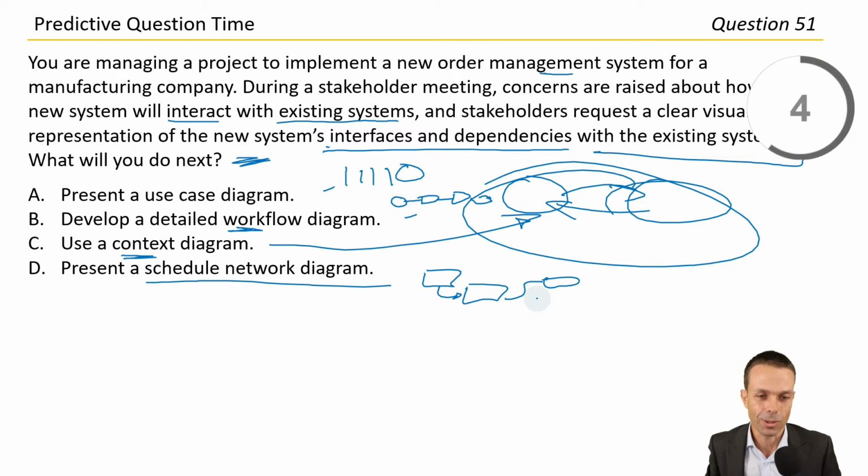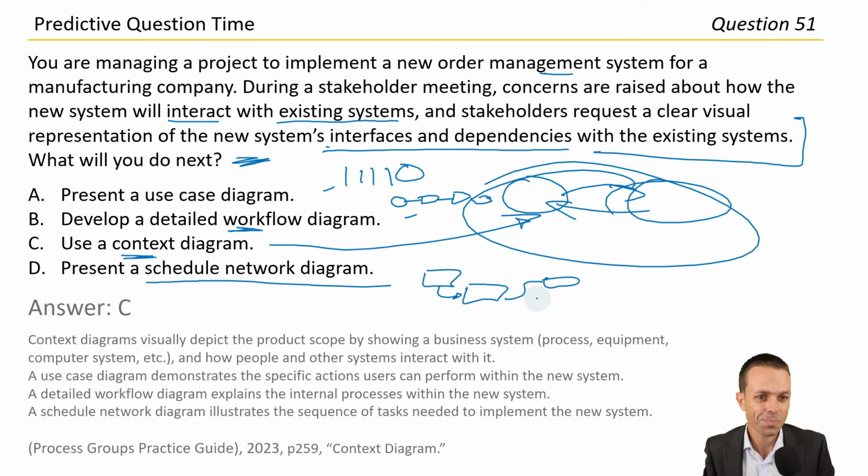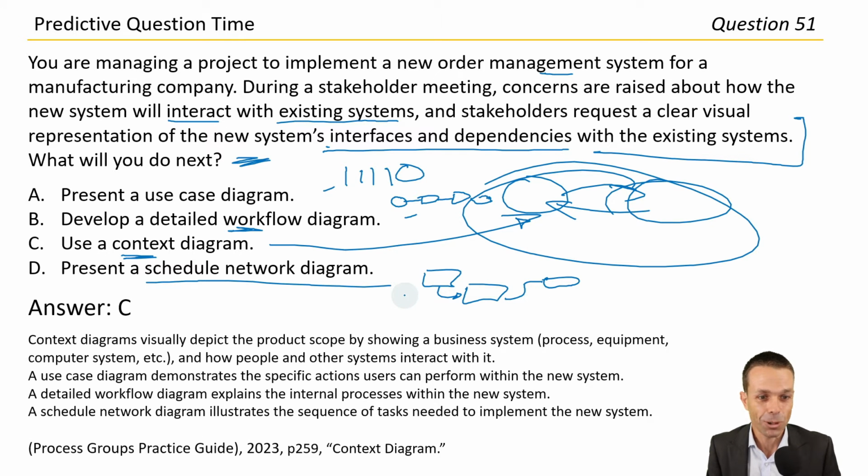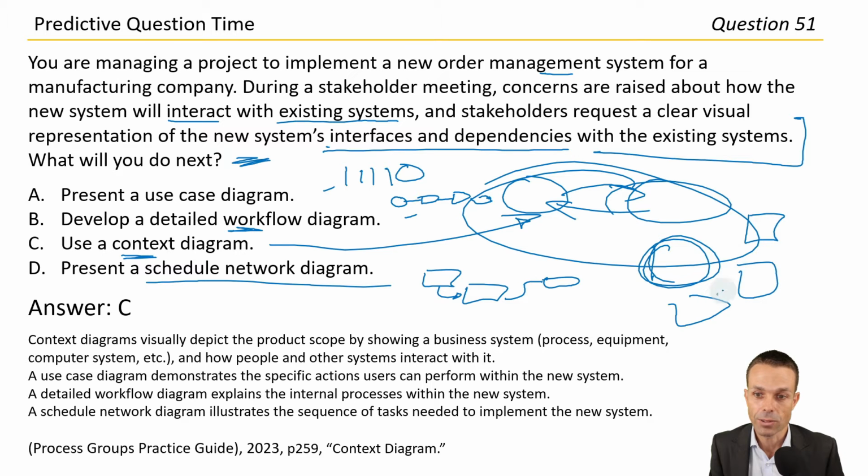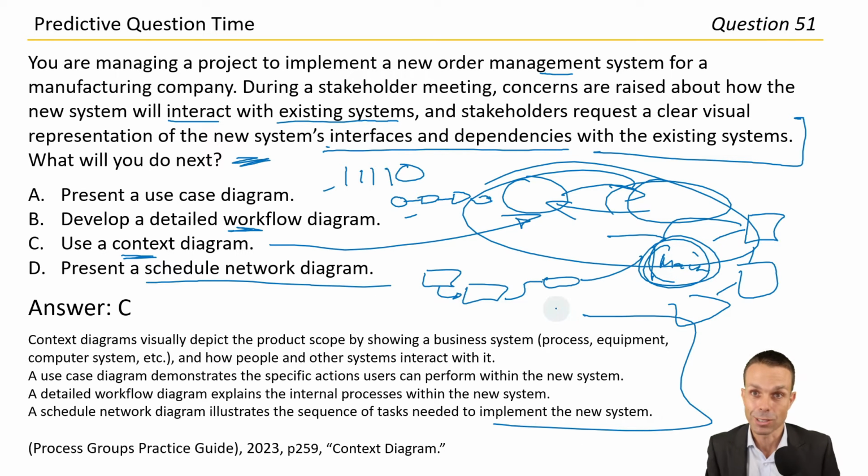So I think this one, hey, this is great. Can they all be this easy? Let's try answer C. And that's the one. That was it. So now we know what a context diagram is. And usually it's just in the center is a circle and boxes for other systems. And how do they interact? Where does the information flow in and out of the main system? And then it describes the other things that we just described already. Page 259 under context diagram in the process groups practice guide.